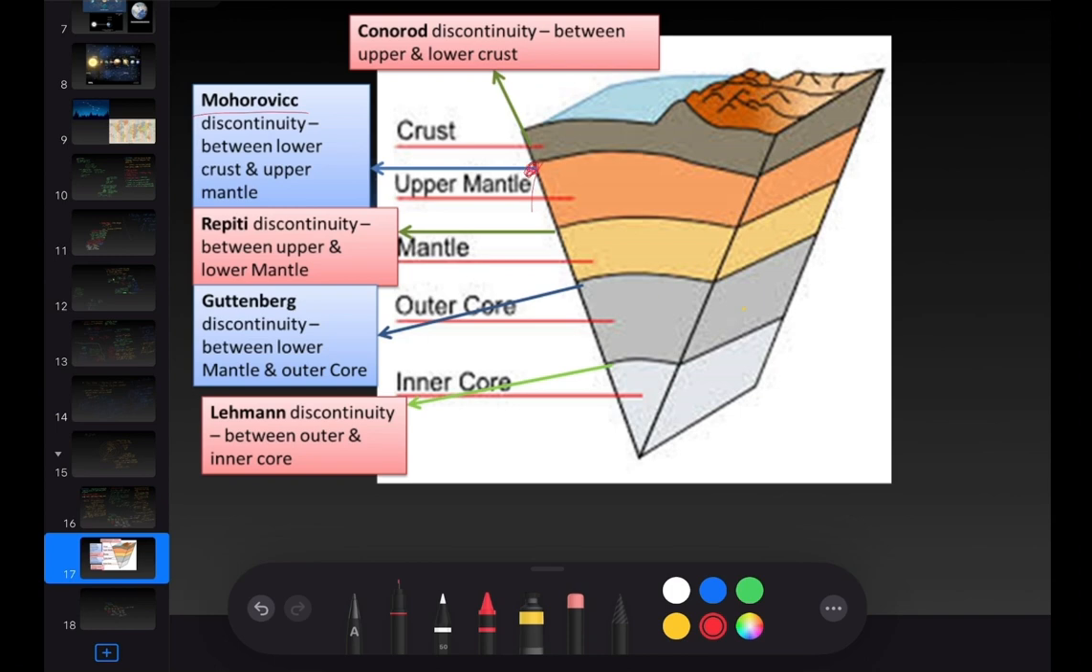Then there comes the Repetti discontinuity. It is between upper and lower mantle. And here it is, this is upper mantle, this is lower mantle, and between them is the Repetti discontinuity. Then is Gutenberg's discontinuity. It is between lower mantle and outer core. Then last is the Lehmann discontinuity. It is between outer and inner core.